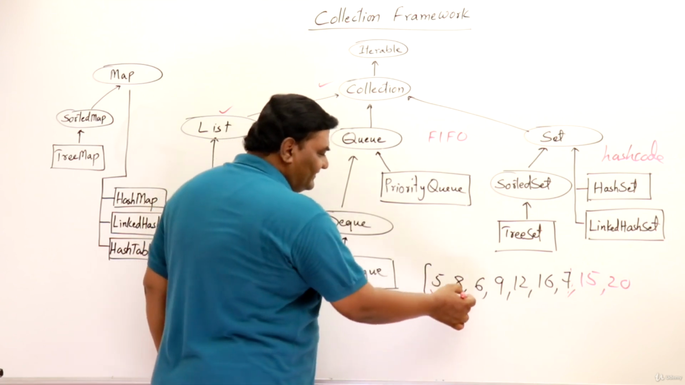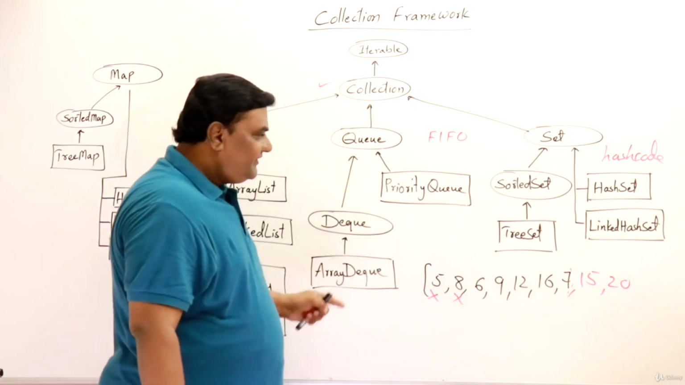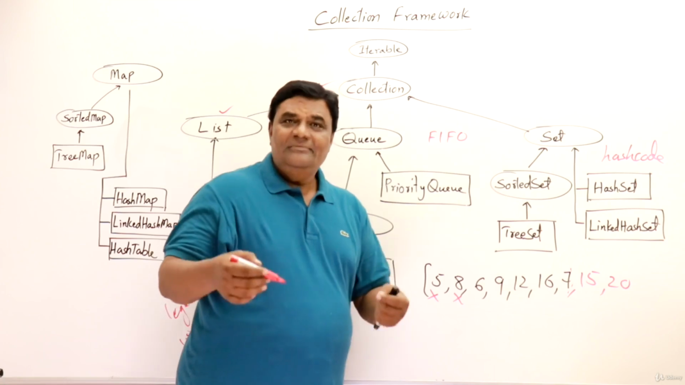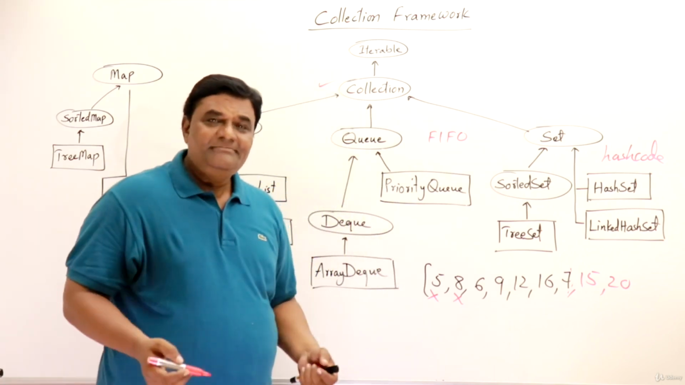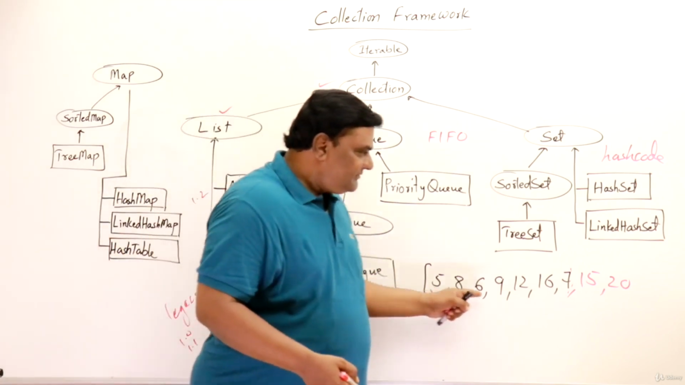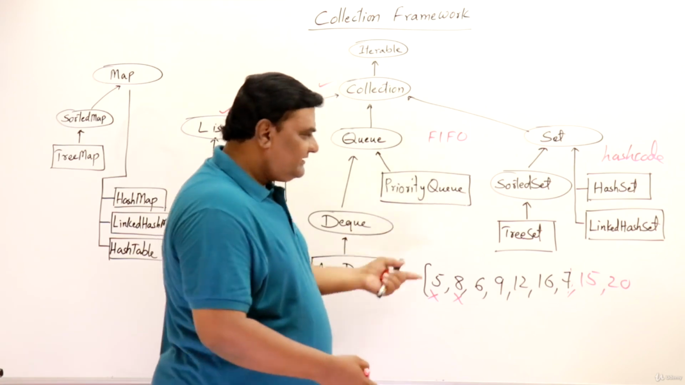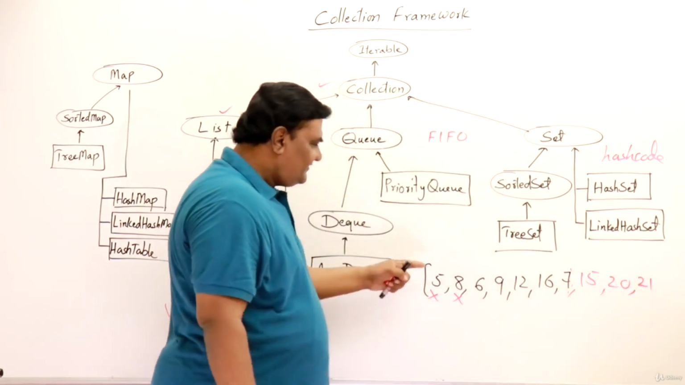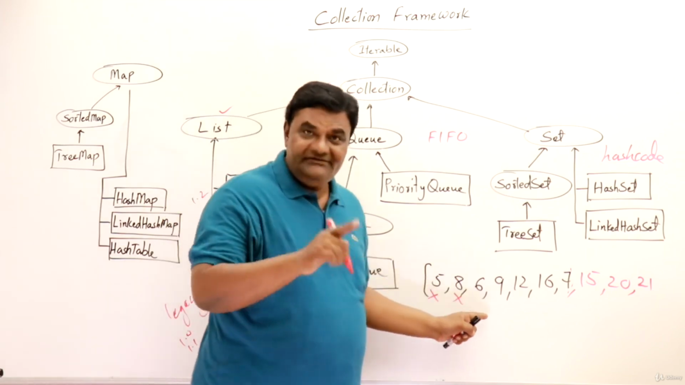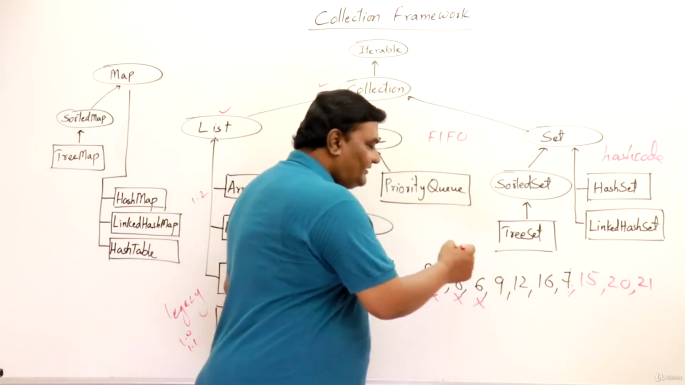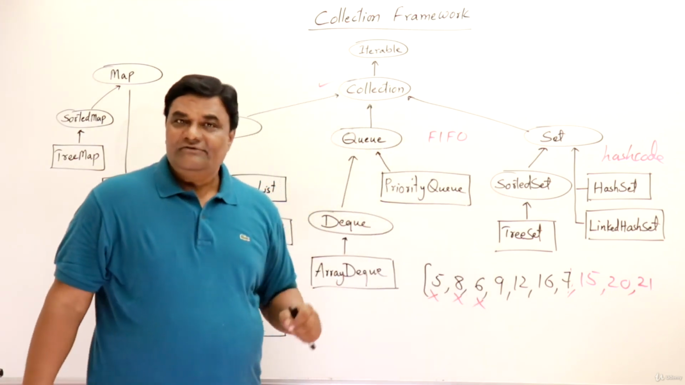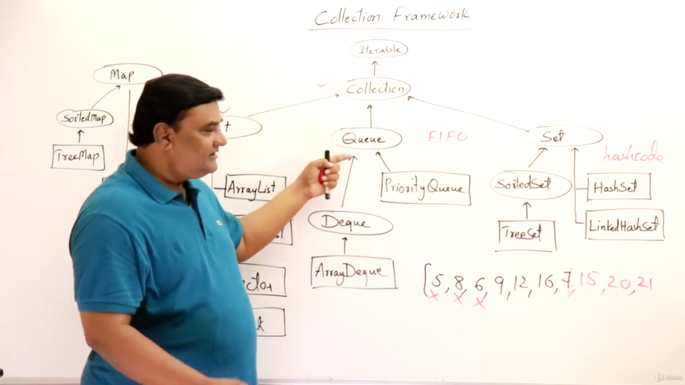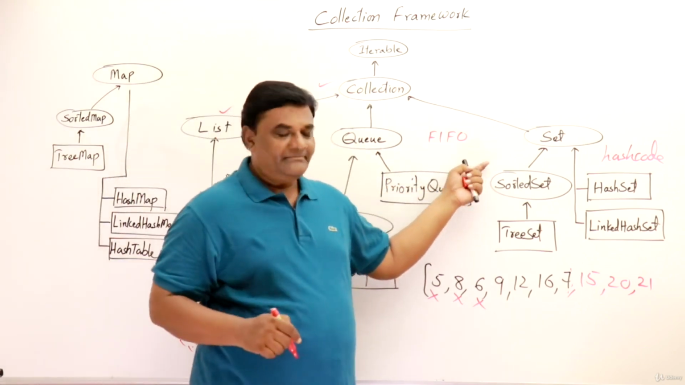First 5 will be deleted, then 8 will be deleted. So this is FIFO. It is just like people forming a queue. In daily life, we find people standing in a queue. A new person comes in, he will join the queue here. And if a person has to leave the queue, if his work is over, he will leave from the front. So this is FIFO. This interface has the methods which support a FIFO mechanism.